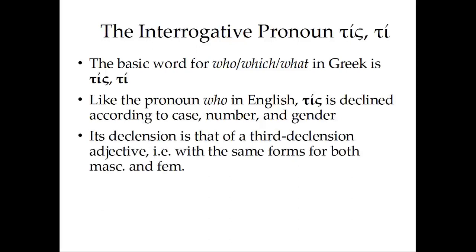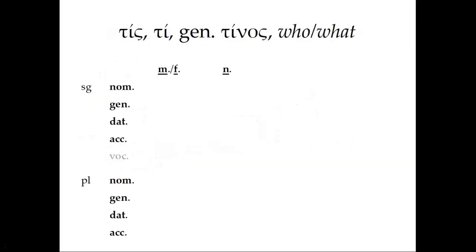That is, it has the same forms for both masculine and feminine. It has some different forms for the neuter. So it's effectively a two-termination third declension adjective like elpron. So this is the chart for it. We've got tis, ti, genitive is tinos, who or what. So as usual, to get our stem, we drop the os of the genitive singular, which leaves us tin.